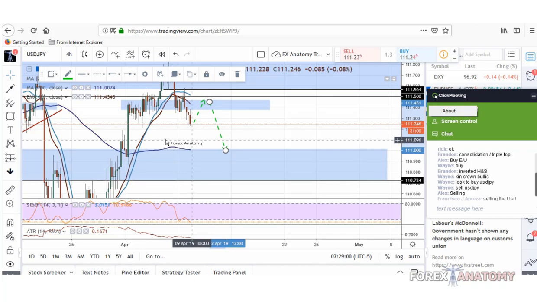So right now we're in just waiting mode. We want to wait for pullbacks on both the Euro USD and the US dollar Japanese yen, but we're looking for opportunities to sell the US dollar. So for the Euro USD, we're looking for opportunities to buy on a dip or a pullback in price. For US dollar Japanese yen, we're looking for an opportunity to sell this pair on a retracement or correction higher in price.